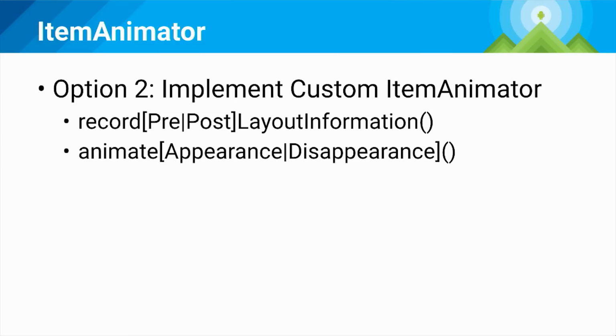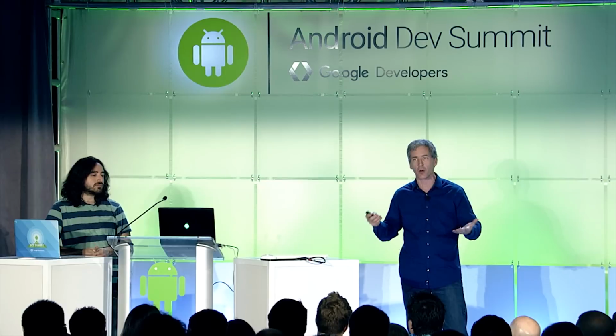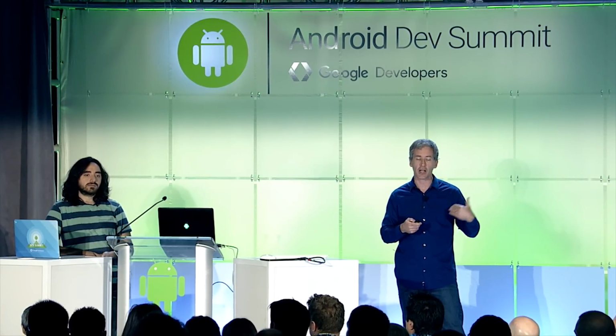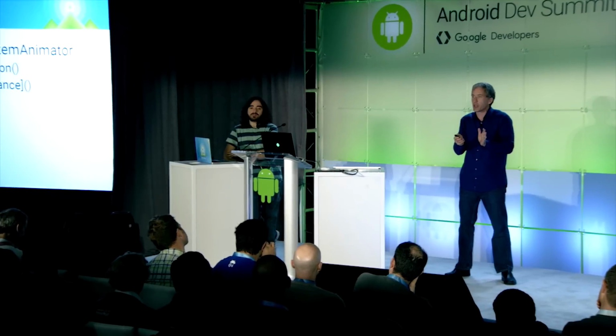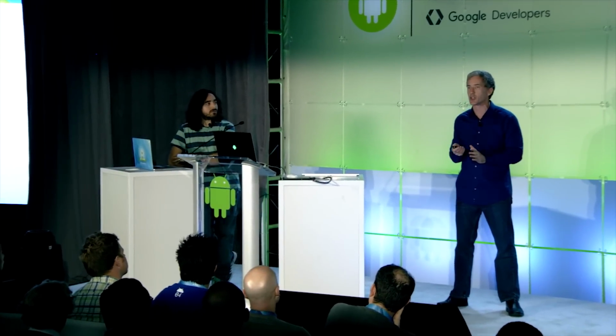So you can animate the appearance or disappearance for things that are appearing or going away, whether they're moving or not. You're going to animate persistence, which is the things that don't move, as well as the things that move on the screen, but basically are there before and after layout runs. And then you're going to animate change when the actual contents in items change. And all of these, as I said, have standard implementations in default Item Animator, but then you can choose to override and do something custom if you want.